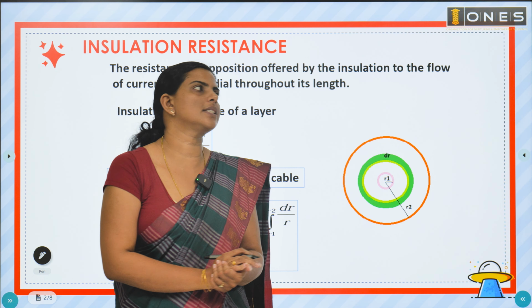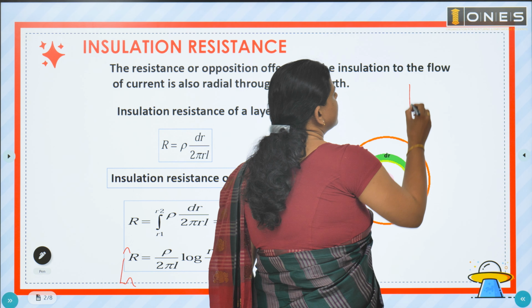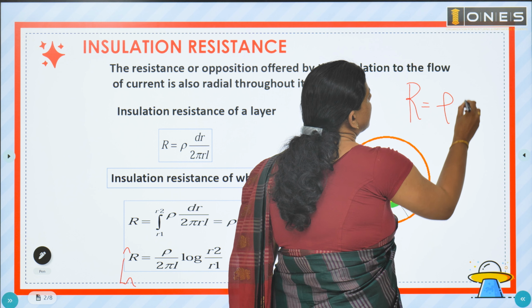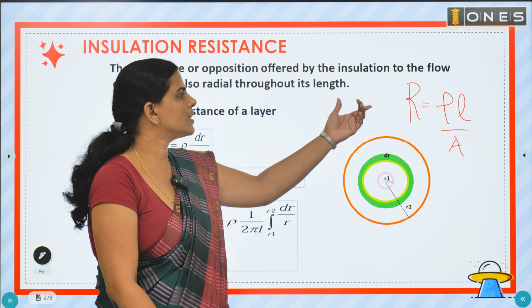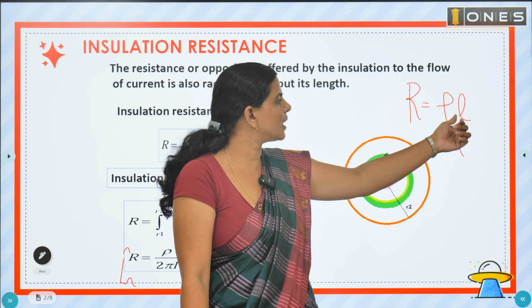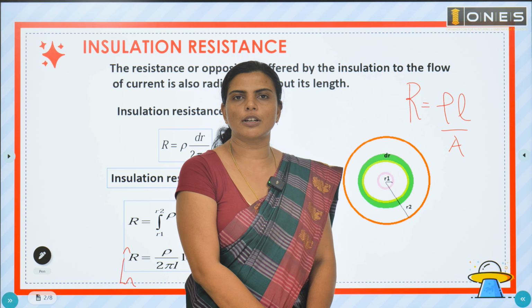So the formula for normal resistance we know. What is normal resistance? R equals rho L by A, right? Where R is the resistance, rho is the resistivity of the material, L is the length of the material, A is the cross section of the material.